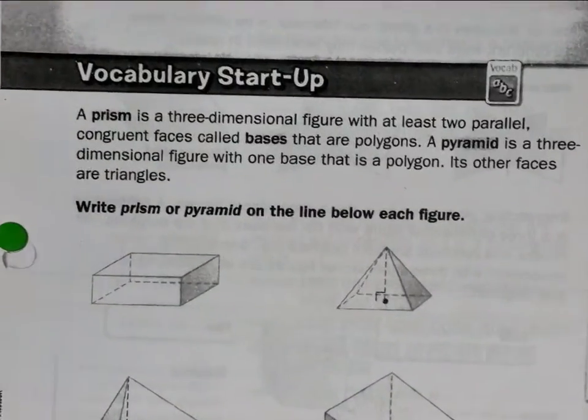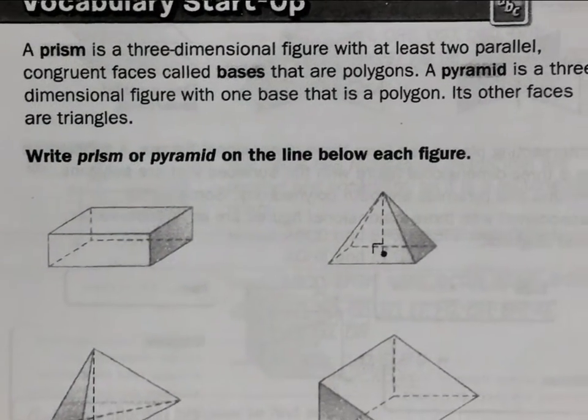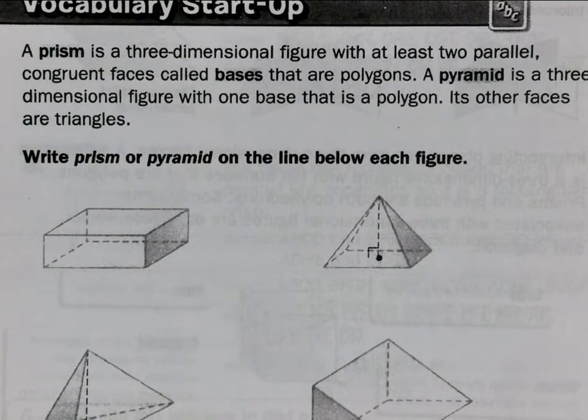First off, we have a prism, which is a three-dimensional figure with at least two parallel congruent faces that are called bases that are known as polygons. So a prism, two parallel congruent faces. So if I look at this shape right here, this polyhedron, my base would be these two sides right here because they are two congruent parallel faces.